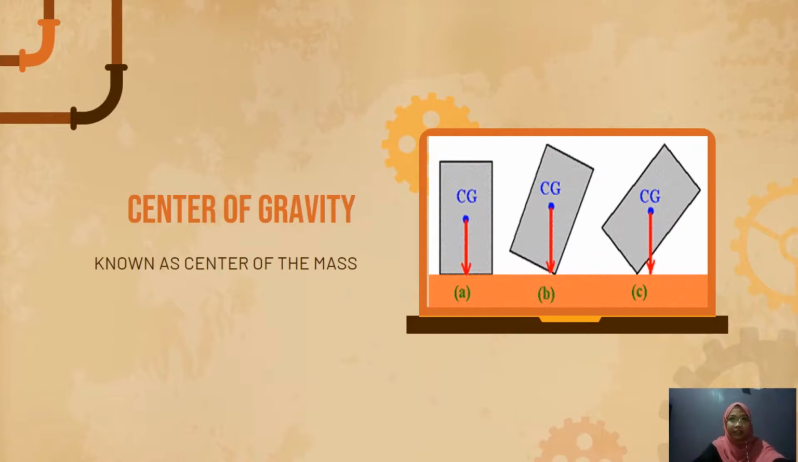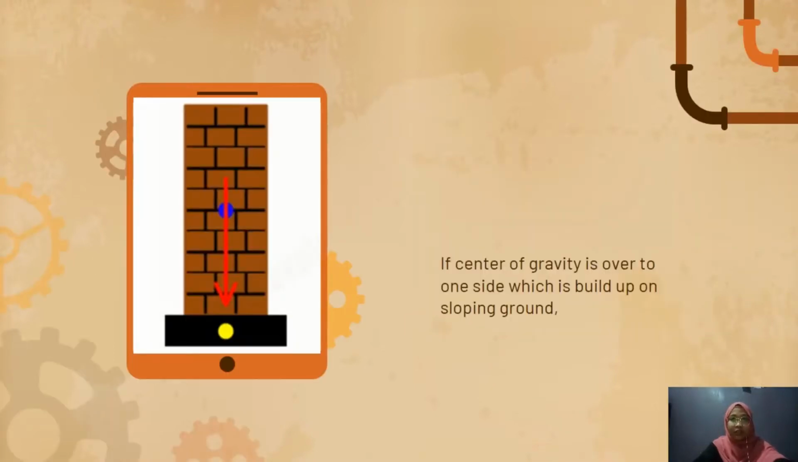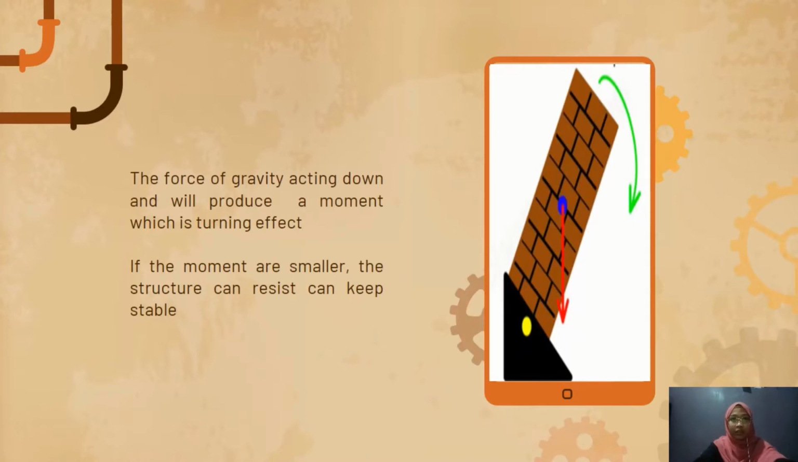Center of gravity of a tall building. It is also known as the center of the mass. If the center of gravity is over to one side, which is if we build on sloping ground, the force of gravity acting down will produce a moment, which is the turning effect. If the moments are small, the structure can resist and keep stable.